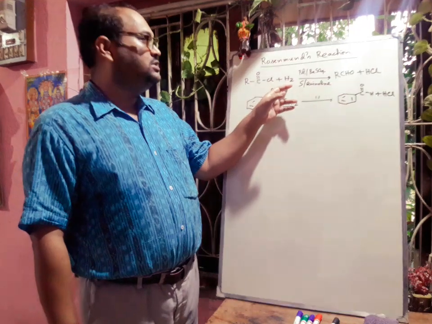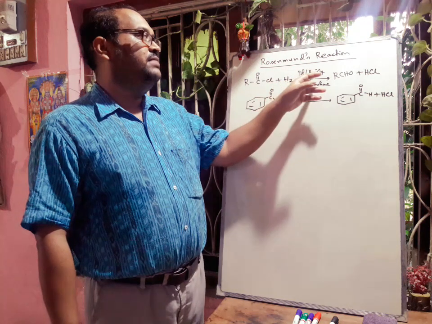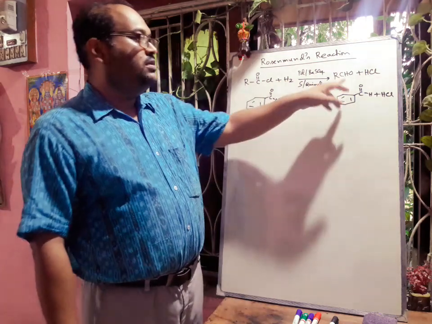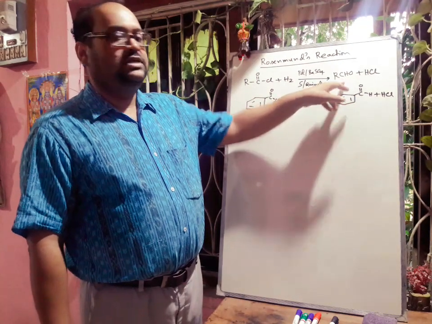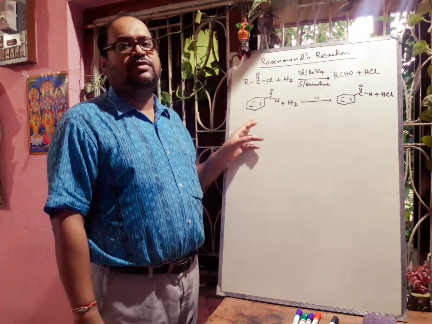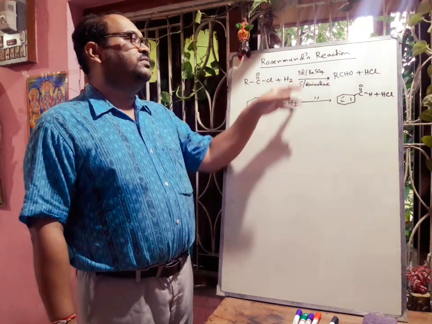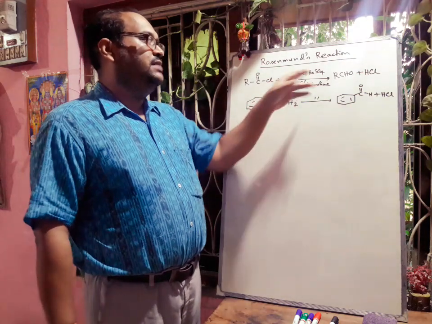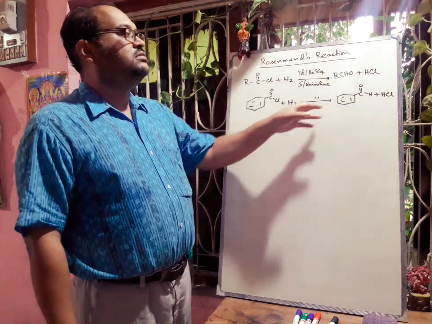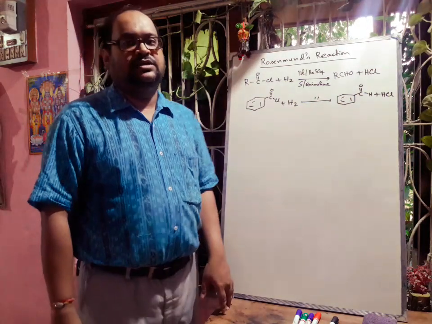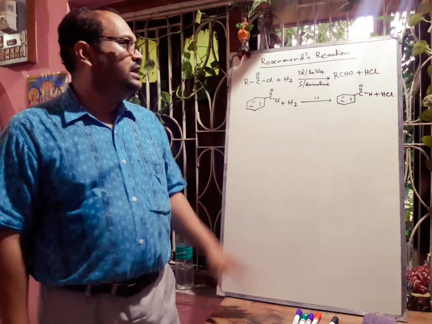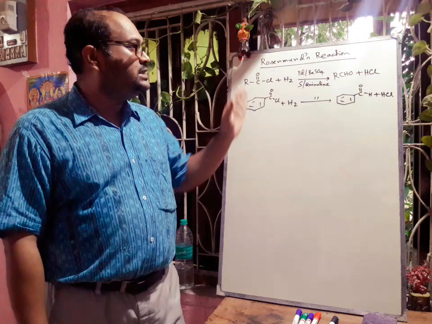We are using hydrogen and the reagent is palladium, barium sulfate and sulfur quinoline acting as a poison. Then we can prepare the RCHO aldehyde and HCl. And if we take benzoyl chloride and hydrogen with the same reagent, palladium, barium sulfate, sulfur and quinoline as catalyst poison, then we will get benzaldehyde plus HCl. So in this way we can prepare aldehydes, both aliphatic and aromatic, by this reaction, the Rosenmund reaction.